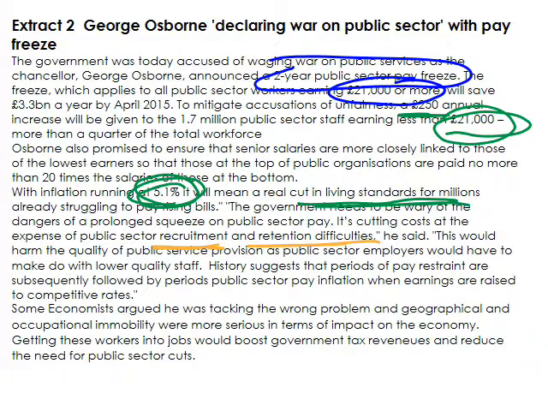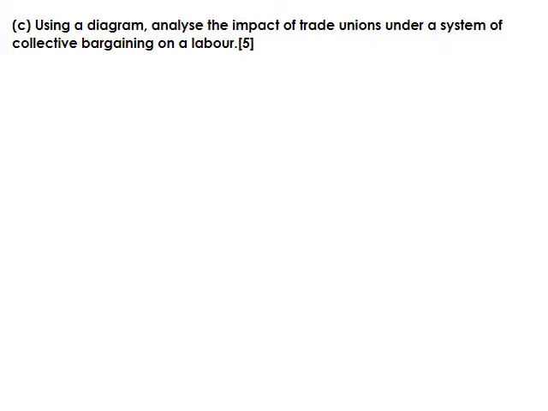In the longer term, this would harm the quality of public services, as public sector employees would have to make do with lower quality staff. History suggests the periods of pay restraint are subsequently followed by periods of public sector pay inflation. So this may be only temporary, where earnings are raised to competitive levels. Some economists argue he's tackling the wrong problem, and geographical and occupational mobility are more serious in terms of impact on the economy. Getting these workers into jobs would boost government tax revenues and reduce the need for public sector cuts. Okay, so coming back to the questions.